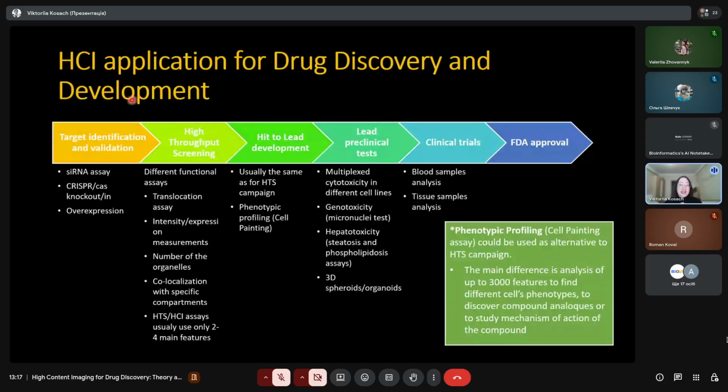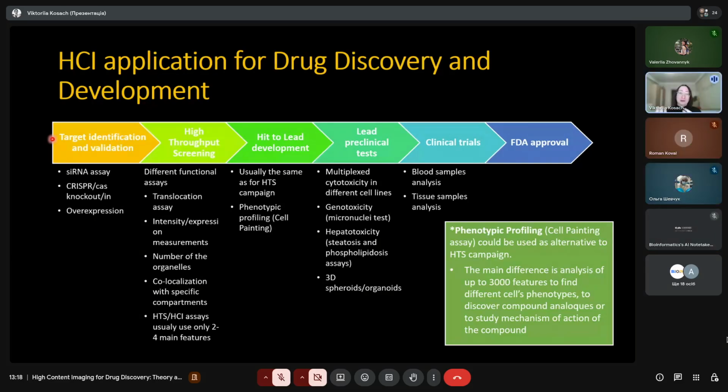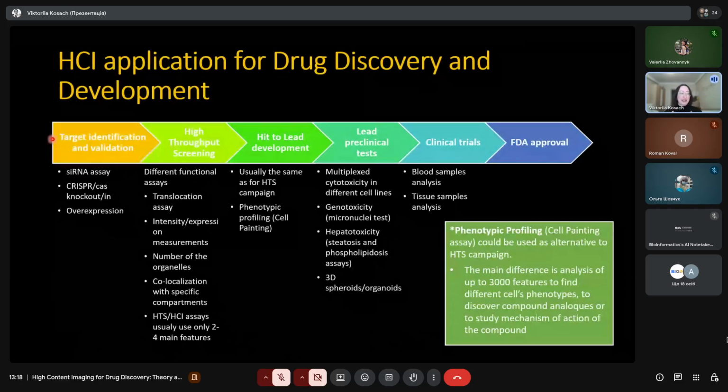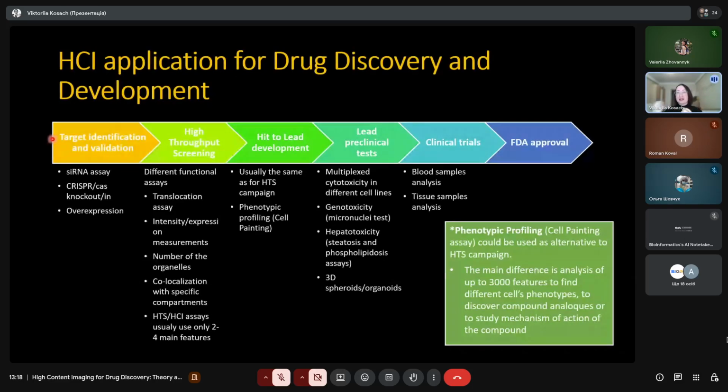Let's look at what stages of drug discovery high-content imaging could be used. To be honest, in almost all of the stages. So the first stage of drug discovery and development is target identification and validation. So you want to know if or which protein, or if the protein of your interest is really involved in developing of cancer or other disease type that you are working with.